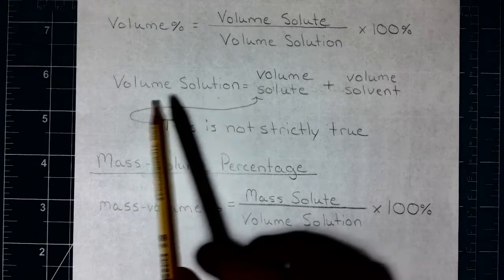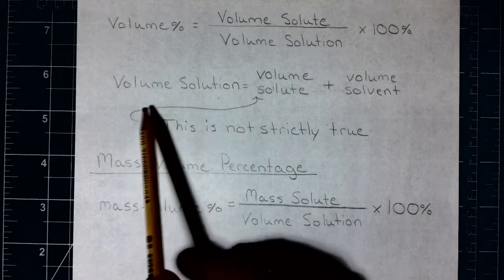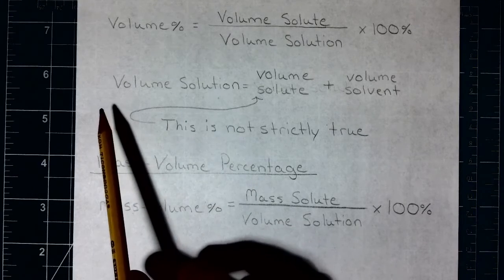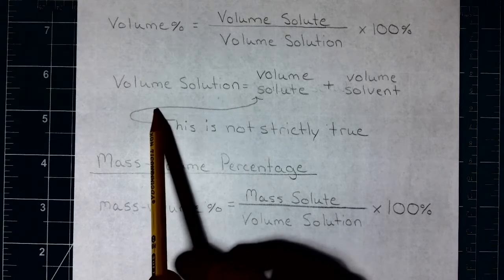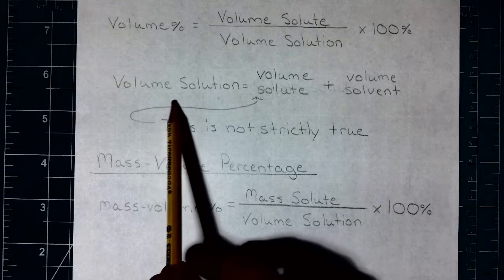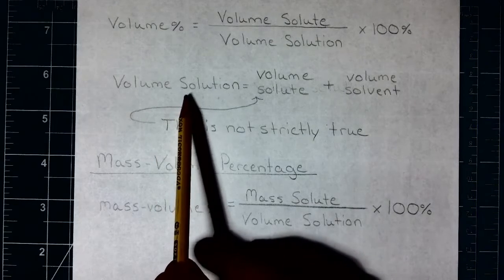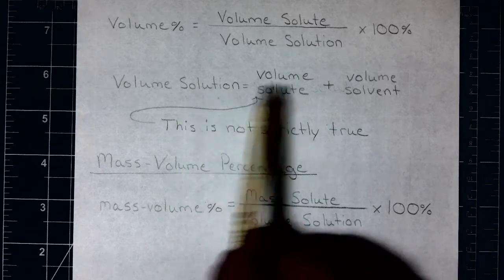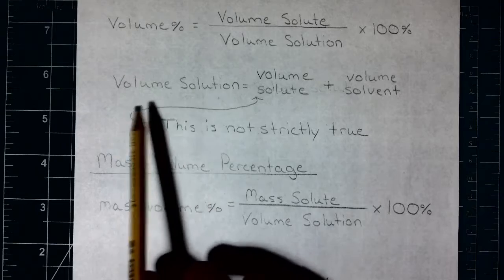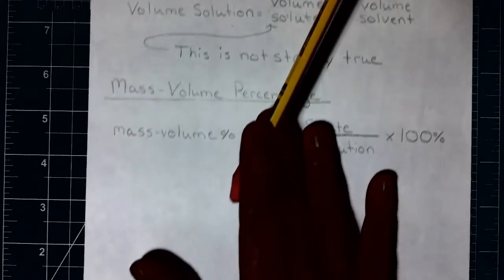People who are making distilled spirits and stuff are very aware of the fact that if you mix a liter of pure ethanol and a liter of pure water, you're actually going to get 1.8 liters of solution, which is a loss of 10%, which could be significant to their bottom line. So this just generally isn't true, but we're going to assume that it is for your guys' homework.